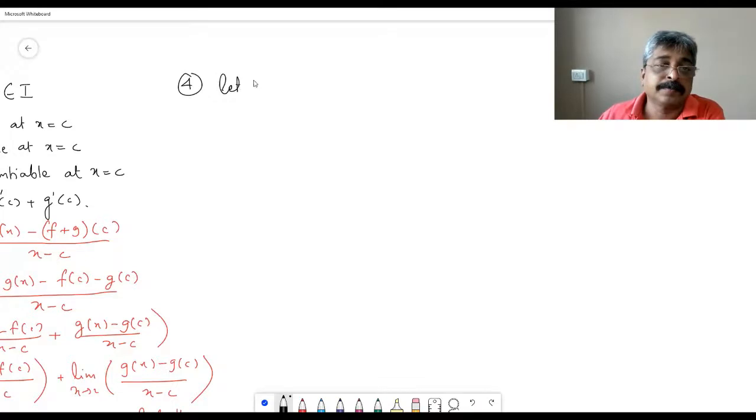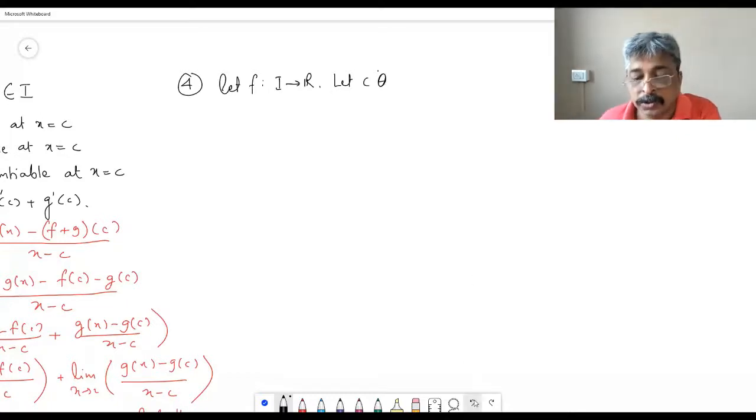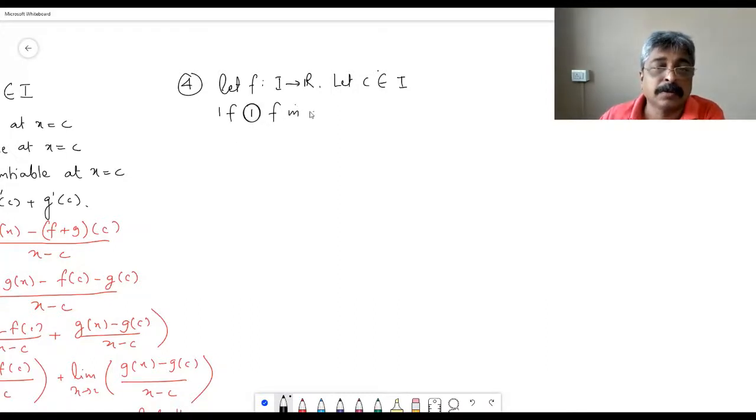Let f be defined from I to R. Let c belong to I. If 1, f is differentiable at x is equal to c.